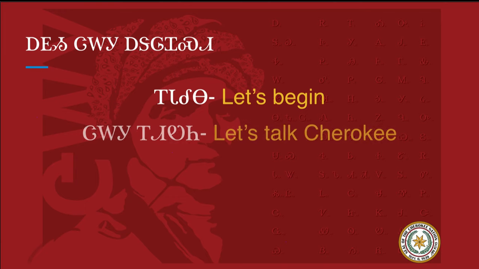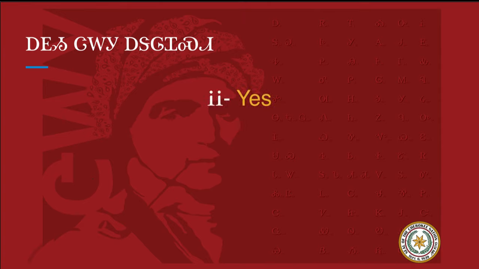Italena. Chalaki iti woni. Let's talk Cherokee. First thing we're going to learn is that means yes. The next thing that we are going to learn is kla, that means no. And you'll see there the syllabary for that.